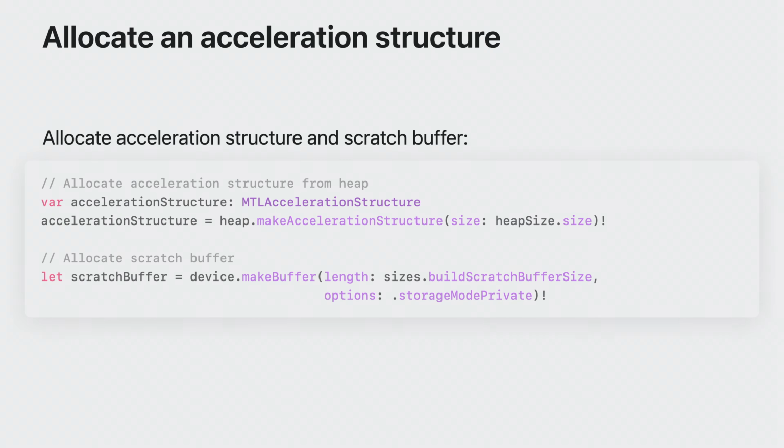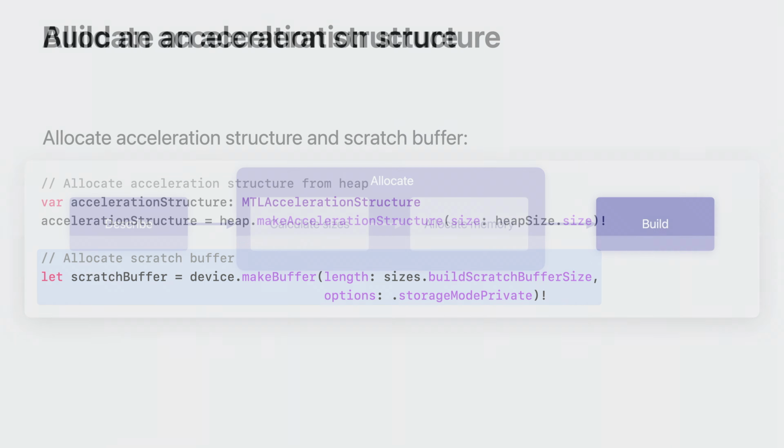This storage is represented by an MTLAccelerationStructure object. To allocate one of these objects, call the makeAccelerationStructure method on a heap or Metal device, passing the size. You will also allocate some scratch memory, which Metal will use while building the acceleration structure. Since this memory only needs to be accessed by the GPU, you can do this by allocating a private storage mode buffer from the Metal device.